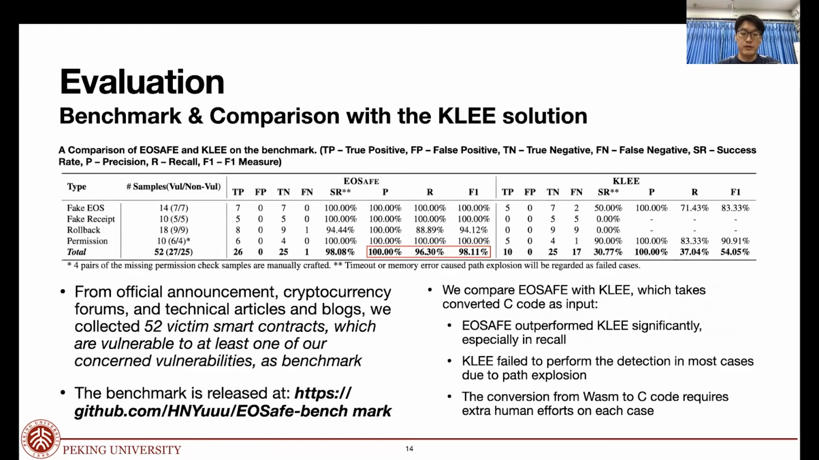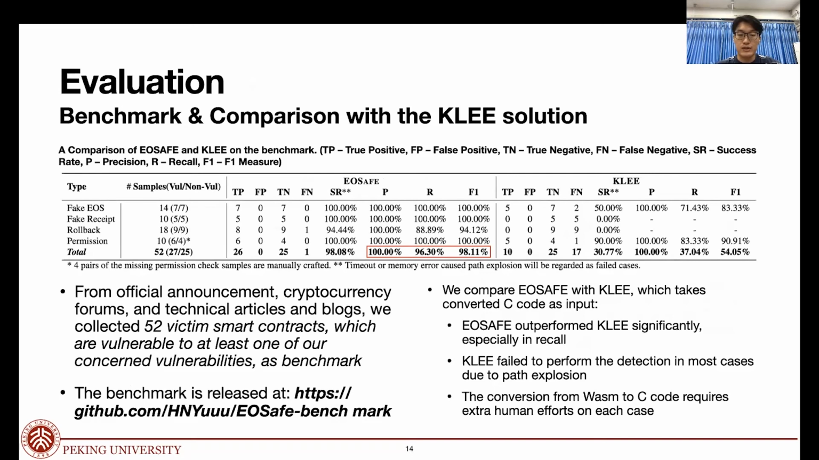As we mentioned before, we constructed a benchmark to evaluate the performance of EOSAFE. To be specific, we built the benchmark by collecting official announcements, cryptocurrency forums, and technical articles and blogs. The benchmark consists of 52 contracts. We have conducted a manual recheck to avoid attacks that were due to other factors rather than code flaws in smart contracts. Moreover, we have released the benchmark in our repo on GitHub.